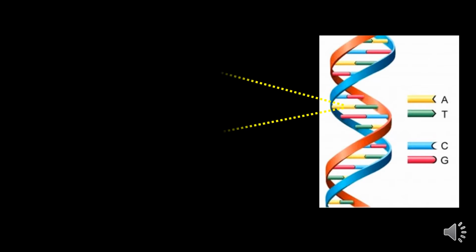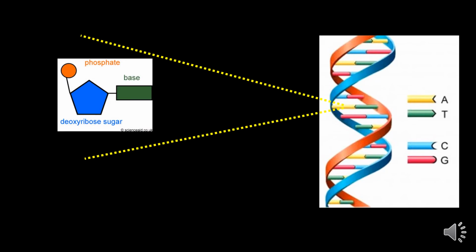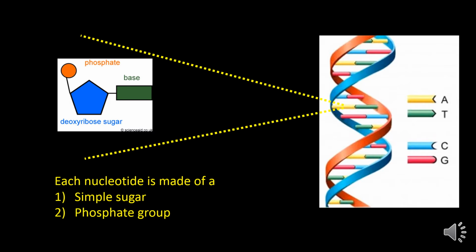Let's just focus on one of them. It's a little bit more than just a base. Each base, whether it's adenine, thymine, cytosine or guanine, each base is attached to a simple sugar, which is also attached to a phosphate. And that's every single base, whether it's adenine, thymine, guanine or cytosine.